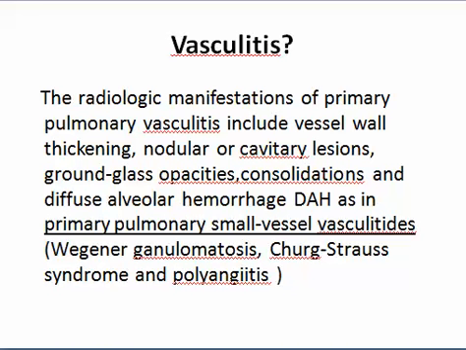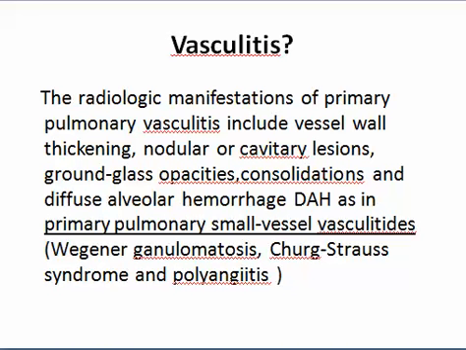The radiologic manifestations of primary pulmonary vasculitis include vessel wall thickening, nodular or cavitary lesions, ground glass opacities, consolidations, and sometimes DAH. And this is most important. DAH is the diffuse alveolar hemorrhage. This occurs in primary pulmonary small vessel vasculitis. This term could be due to Wegener, Churg-Strauss syndrome, and polyangiitis. These three can result in DAH, besides the changes such as vessel thickening, nodulations, cavitation, ground glass appearance, non-specific things like that. So this is the first thing.